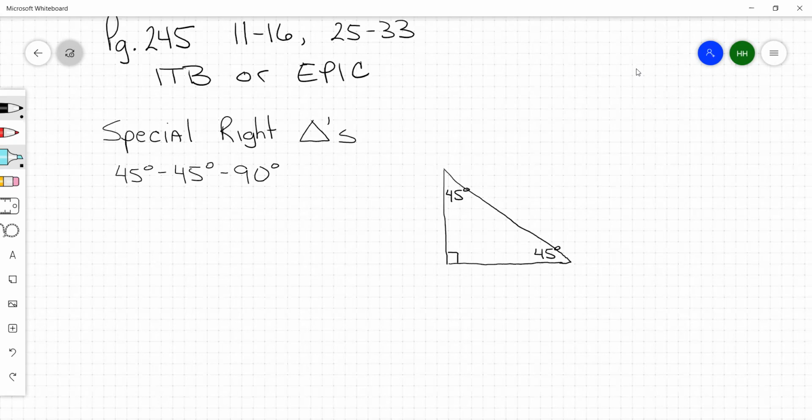So look, if this side has a length of L units, and the other side or leg has a length of L units, then the length of the hypotenuse is L times the square root of 2. Let's label this triangle ABC.